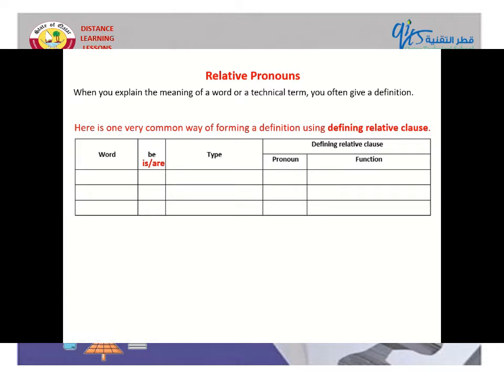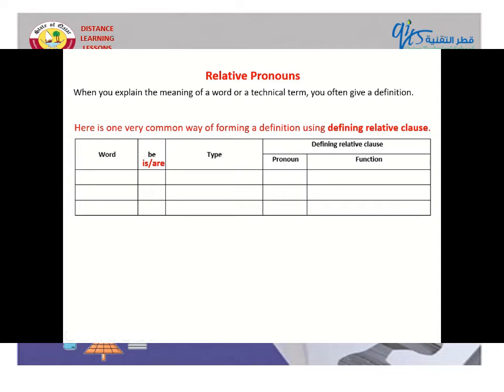that is, which group does what you want to explain belong to. Is it a vehicle? Is it an instrument? Is it a website? Or any group of things or people with similar qualities. And then we have the defining relative clause, which is the clause that is used to give information about the thing or person we want to explain. We usually use a relative pronoun to start a relative clause.